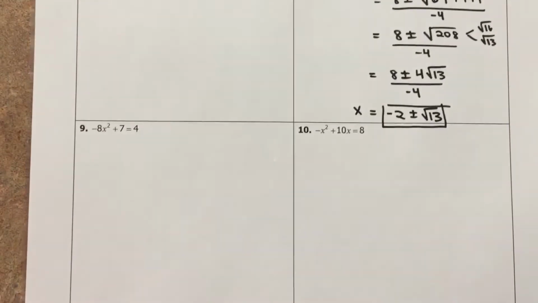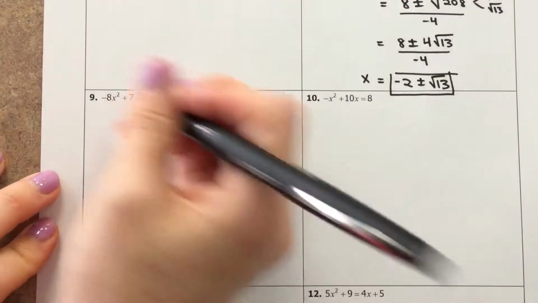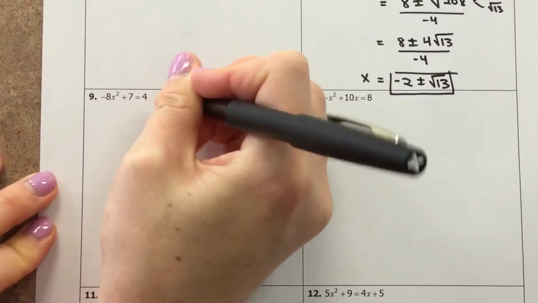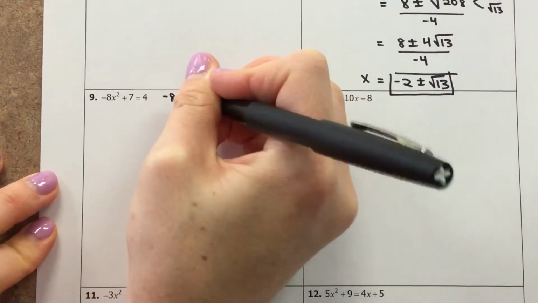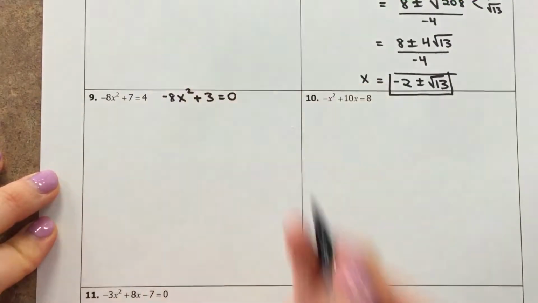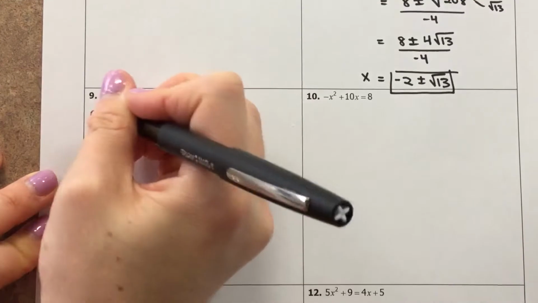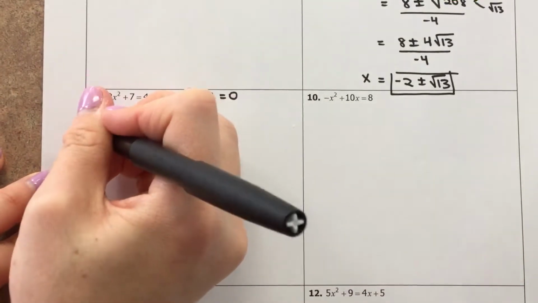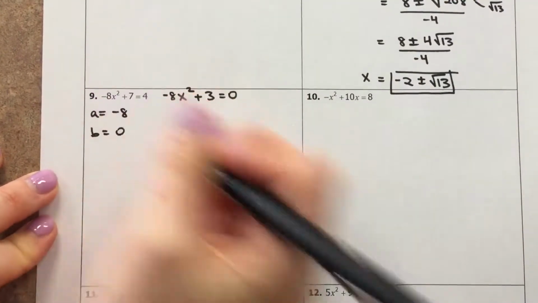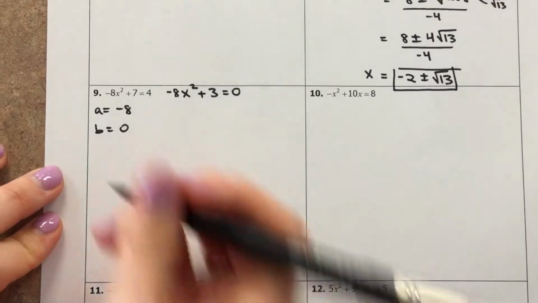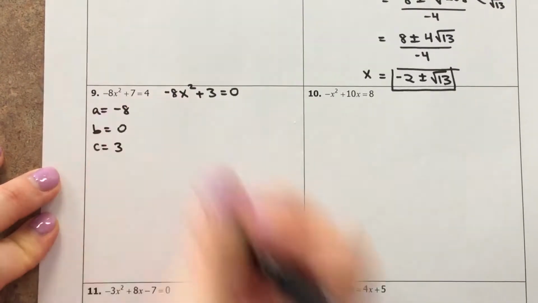Next, let's look at number 9. Number 9, get everything on one side by subtracting that 4. So 7 minus 4 leaves us with 3. So I chose this one because there is no x term. So watch what happens when we do that. So a is a negative 8. b is not the 3. There actually is no b because there's no x term. So we write down that that is 0, and c is 3.